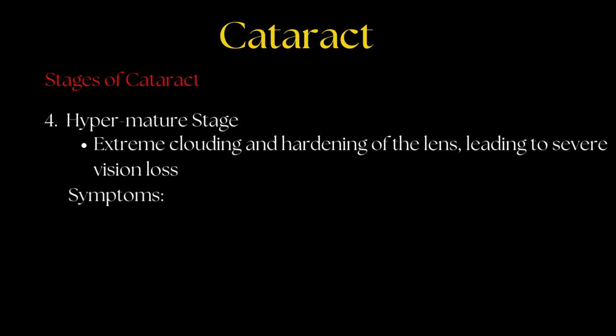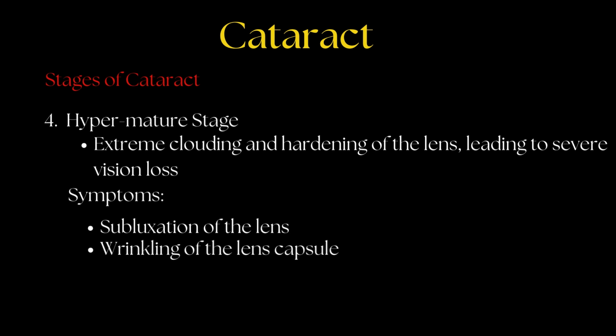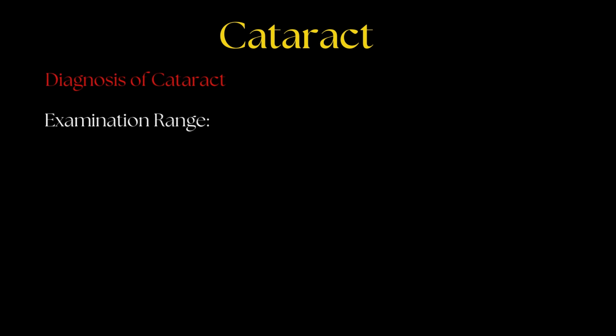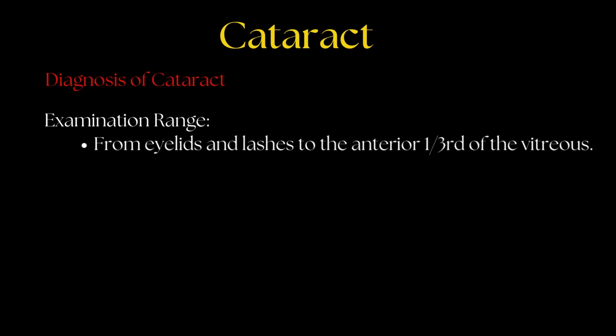In the hypermature cataract stage, the lens becomes extremely cloudy and hardened, resulting in severe vision loss. As the cataract progresses, the lens may subluxate, shifting out of its proper position. The lens capsule may wrinkle, and rock-like movement of the lens called phacodonesis can develop, causing eye instability and complicating surgery.